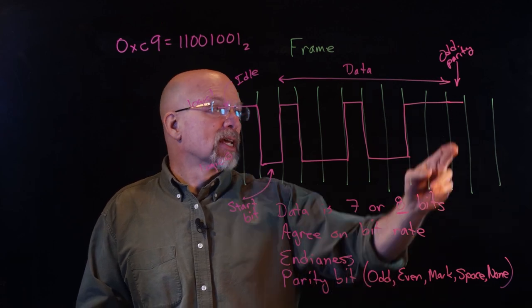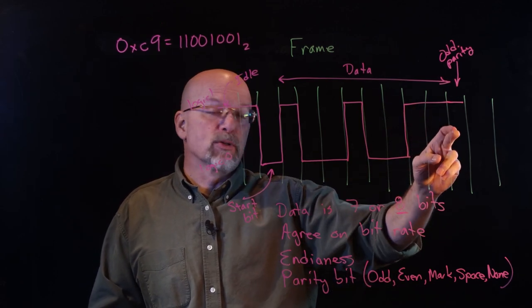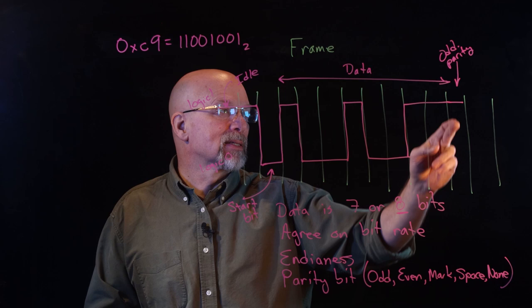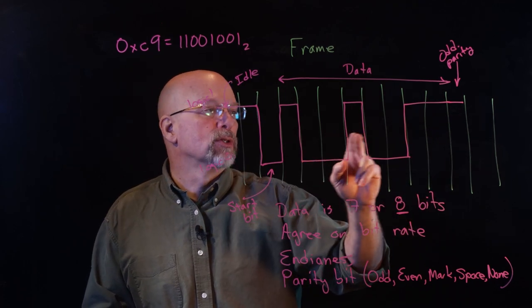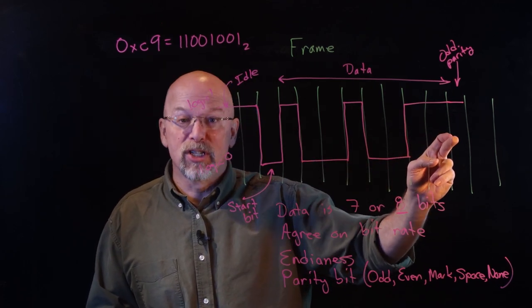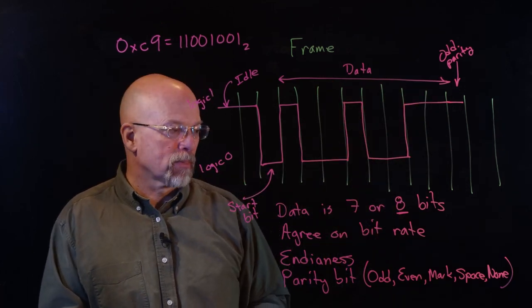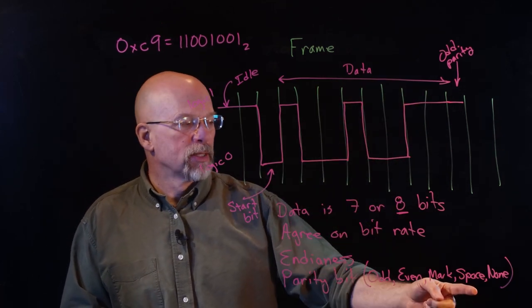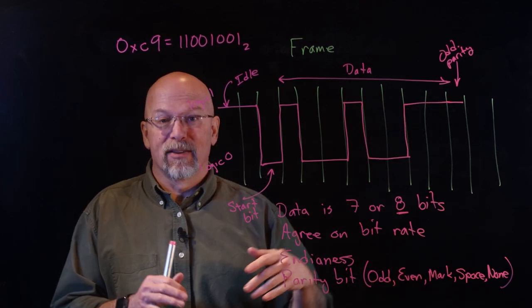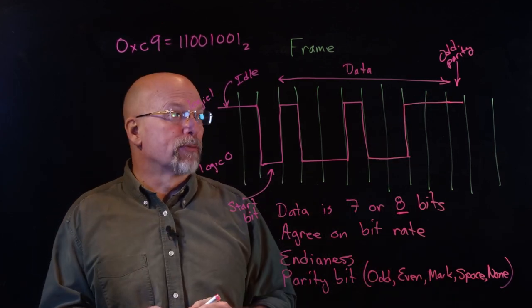Even parity says that if this was supposed to be an even parity bit, that parity bit would be a 1, 2, 3, 4. It would have to be a 0 for me to have an even number of ones in the data and the parity bit. Mark, always a 1. Space, always a 0. It's kind of just a way to close up, wrap up the frame.